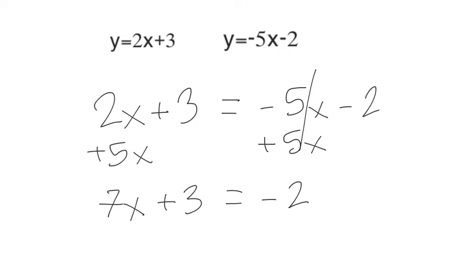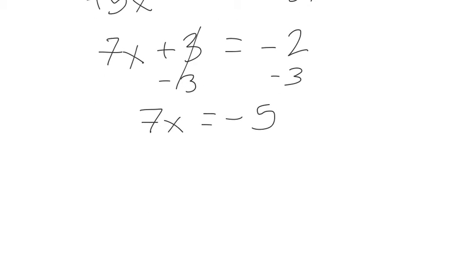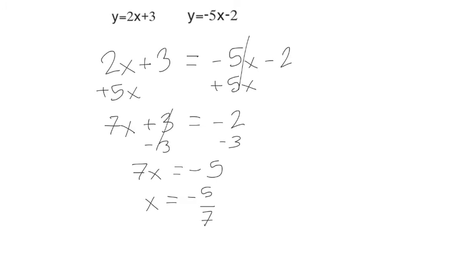And if I carry on, in the same way, I can subtract 3 from both sides. So I have 7x equals negative 5. And then I have x equals negative 5 divided by 7. I just divided both sides by 7. So this is the x-coordinate of my solution, but it doesn't tell me the whole story because after all, I need to know what the y value is as well.